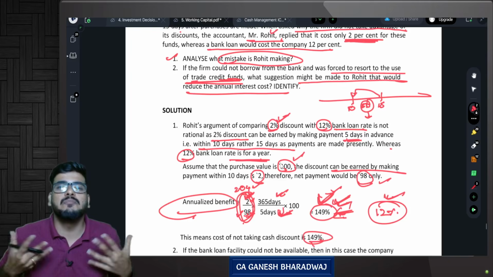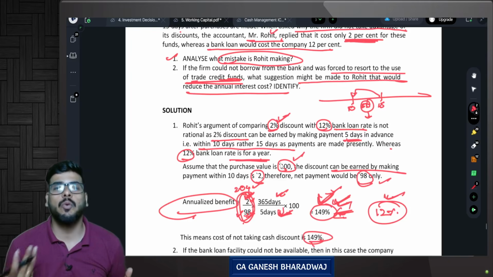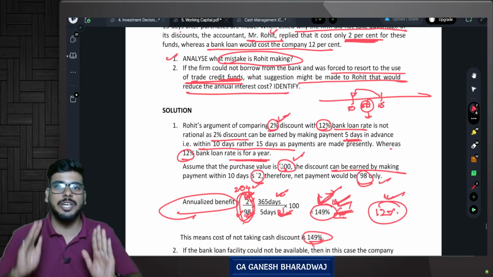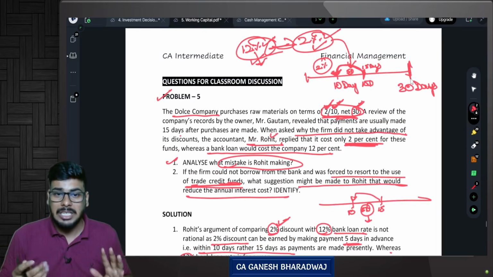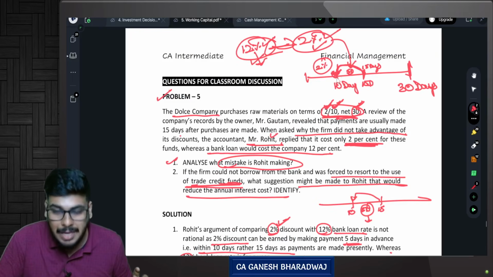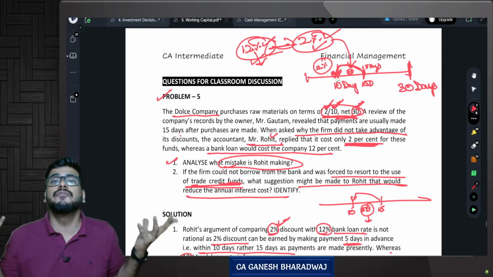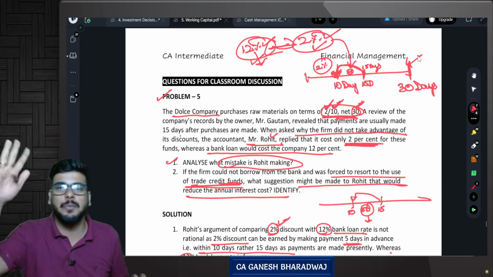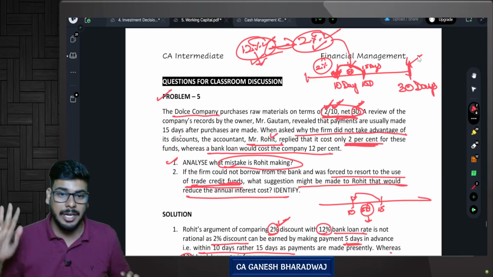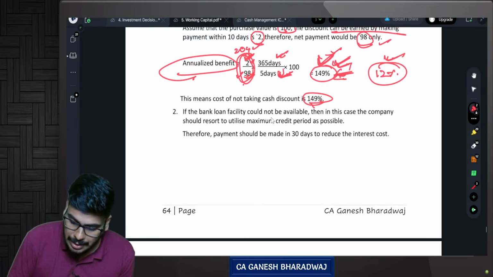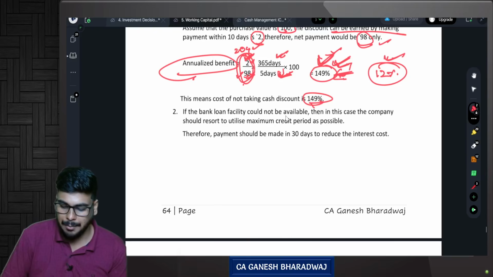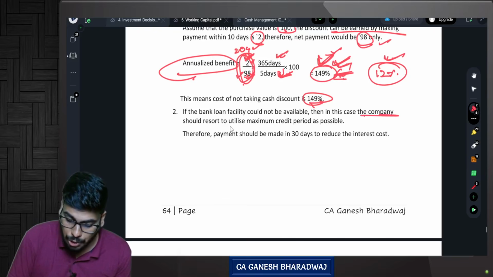Suppose I am not able to get the bank loan, then what needs to be done? Then anyways you need to pay within 30 days. No doubt about that. Suppose you're not getting the loan. If you're getting the loan, pay it within 10 days, avail the discount benefit. If you're not getting the loan, definitely it needs to be paid within 30 days. There is no second thought about it. That is what they have mentioned. If the bank loan facility is not available, then in this case the company should resort to utilizing the maximum credit period possible.